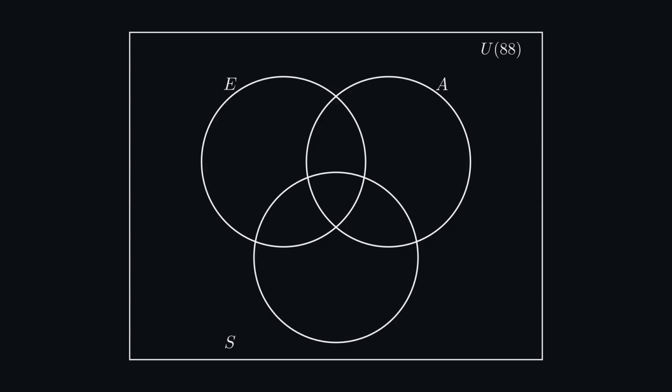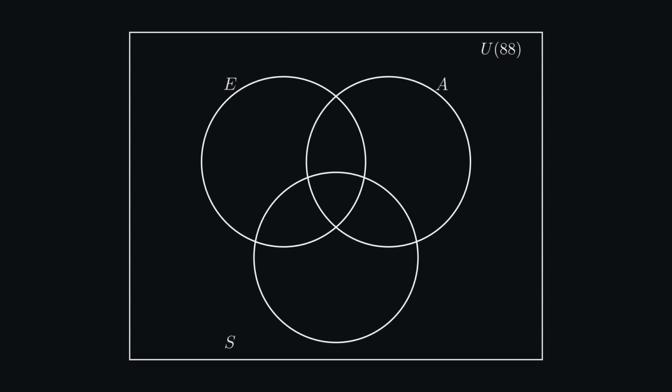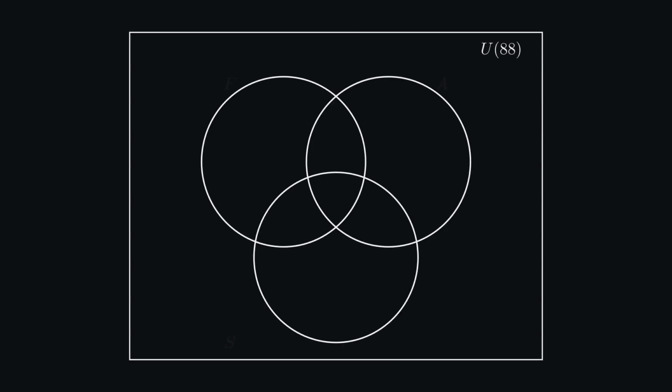Next, we draw 3 overlapping circles for Europe, Africa, and South America. The number of tourists who visited all three continents is represented as X. The number who visited only Europe and Africa is 19 minus X, and similarly for the other regions.